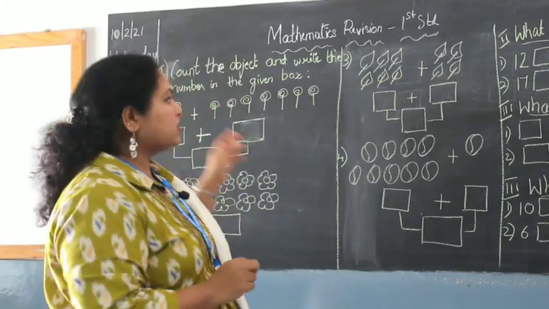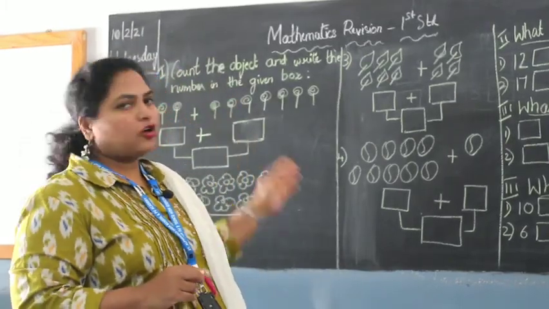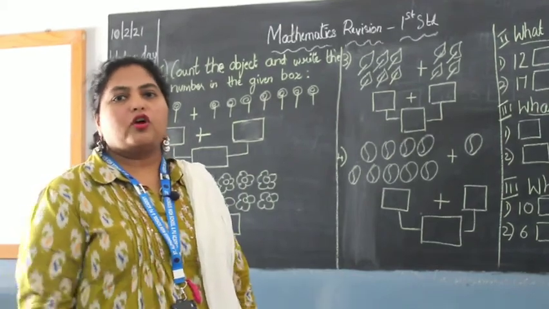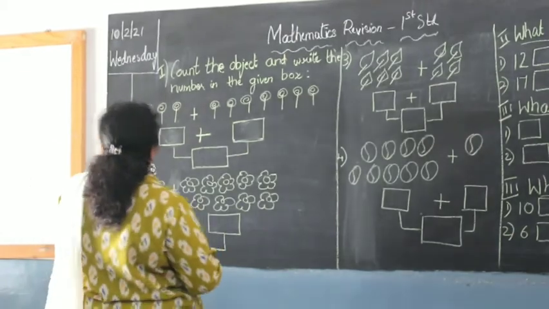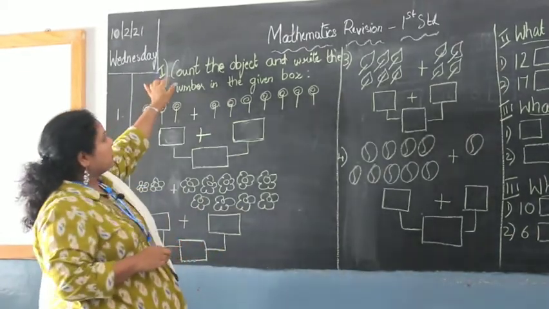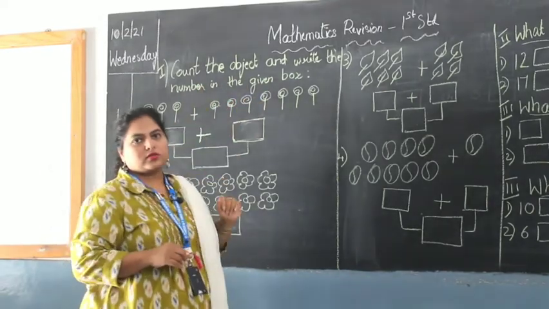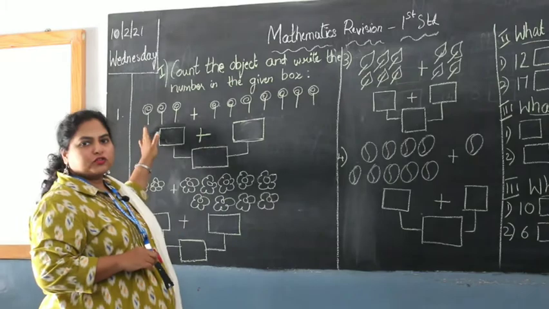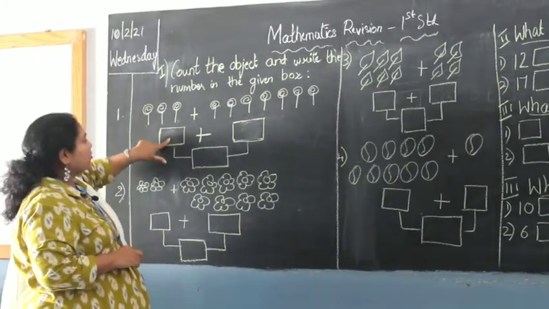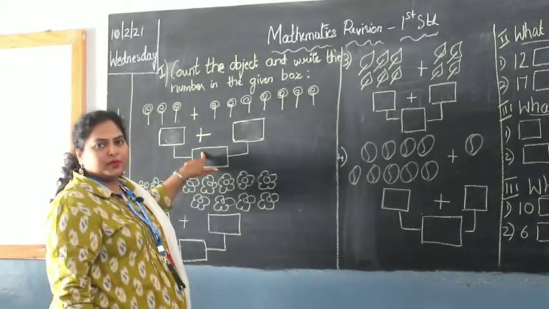Okay children, so this is going to be the format of the question paper. I will do it for you all and you also solve along with me. Okay children, let's do it. The first one says count the objects and write the number in the given box. They're given some objects or pictures, you'll have to count and write it in the box provided for it, and then add and put it in the big box.